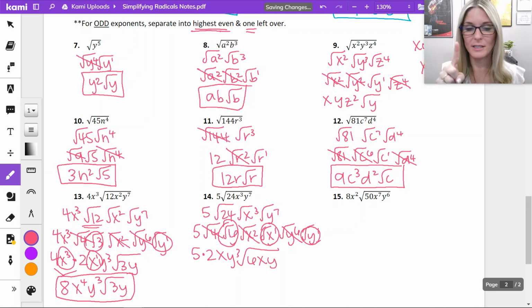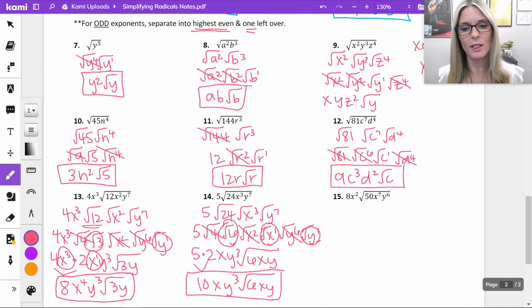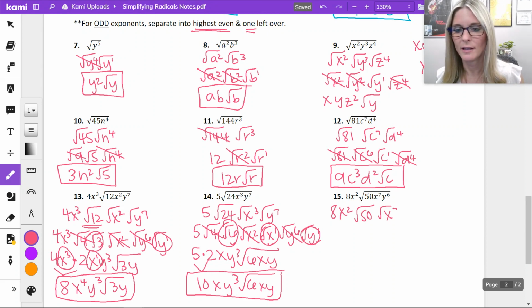Almost done. I just need to clean up that front part. We just have the 5 times 2 to make 10xy cubed, radical 6xy. Final answer. And last and final problem for our lesson here, modeling just the same things we've been doing. We have 8x squared in front. We're going to simplify the square root of 50, x to the 7th, y to the 6th.